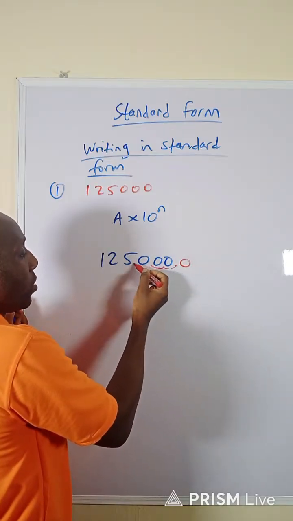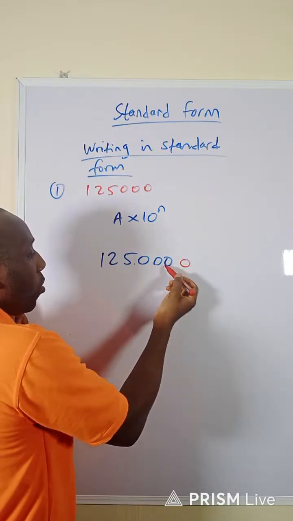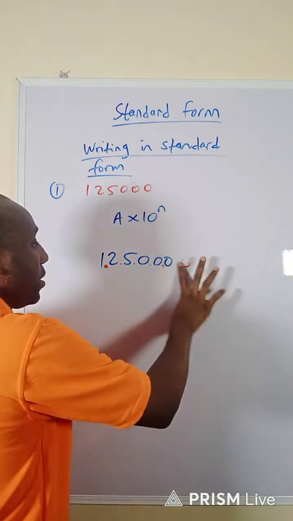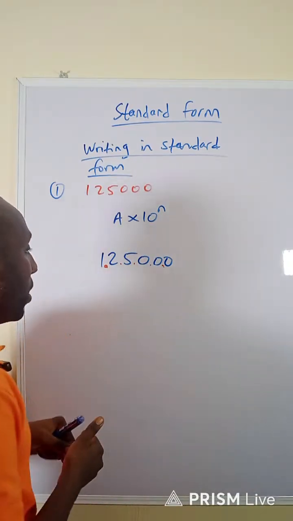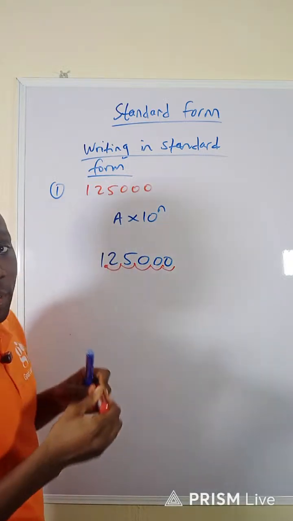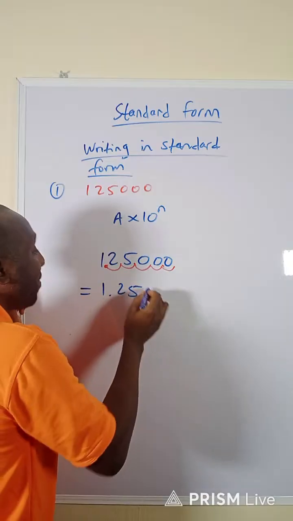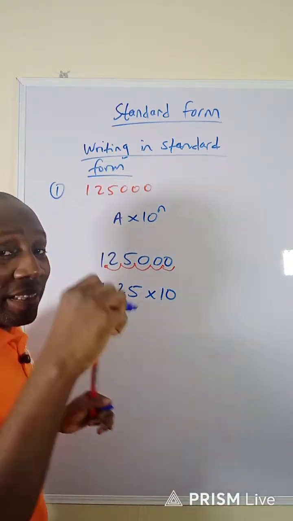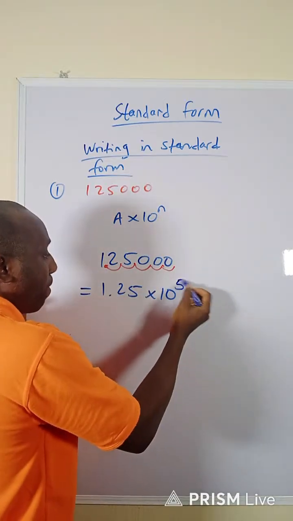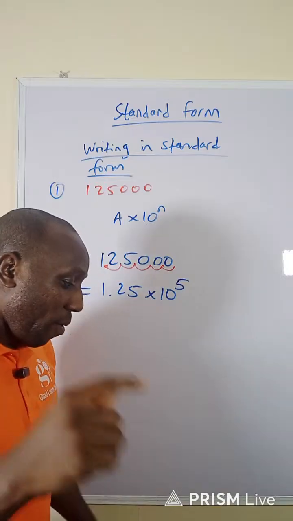You do 1, 2, 3. Again, you don't have to do all this scribbling. You can just do 1, 2, 3, 4, 5. This is just the 0 I added, it is not part of the number before. So from here, you just do 1, 2, 3, 4, and 5. So writing this number in standard form is going to be 1.25 times 10 raised to the power of the number of movements we made to this point here, and that's 5. So this is now written in standard form.